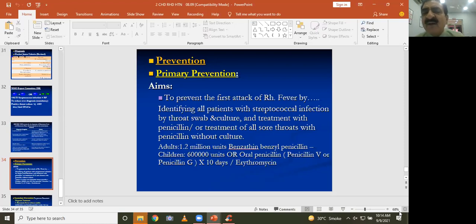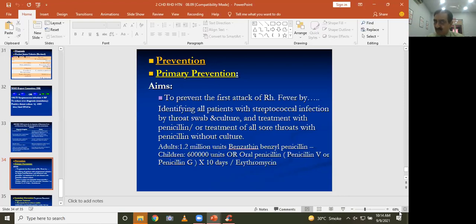You give the adult treatment: 1.2 million units, like 1 million is equal to 10 lakhs, that is 12 lakh units of benzathine penicillin intramuscularly, and that should be given for 10 days to adults.